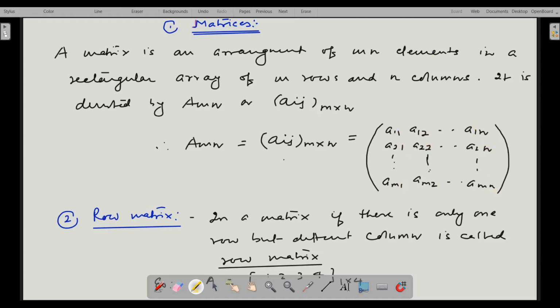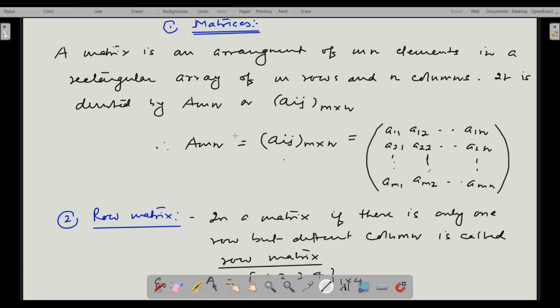Now why is it an arrangement of mn elements? The reason is very simple: there are m rows from here till here, and n columns from here till here. So it is looking like a rectangle. If you want to calculate the total number of elements in this matrix, the total number of elements will be m multiplied by n. That will be the total number of elements in this matrix.